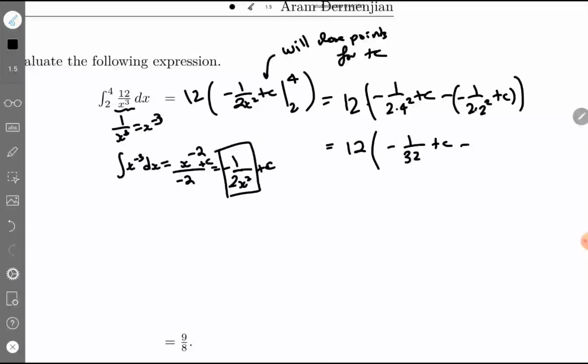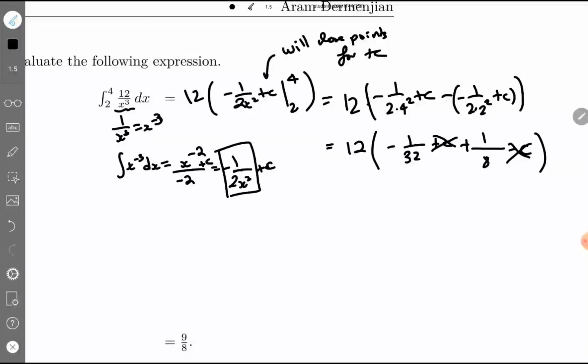Minus is plus. 1 over 2 squared is 4 times 2 is 8 plus minus c, right? Minus plus is minus. So these plus and minus c's cancel. This is why we don't need this plus c. It doesn't really do anything. It just makes us work more.